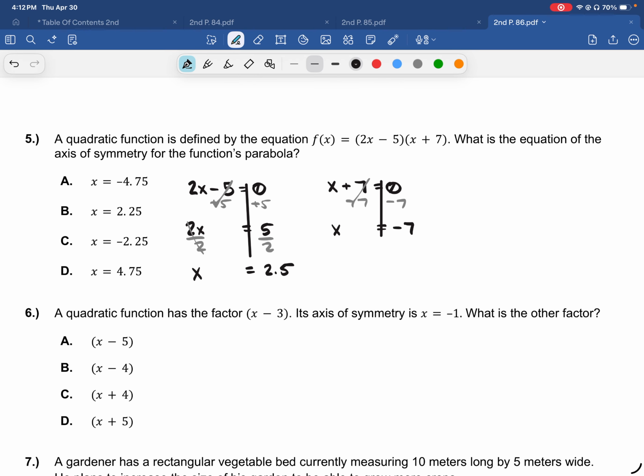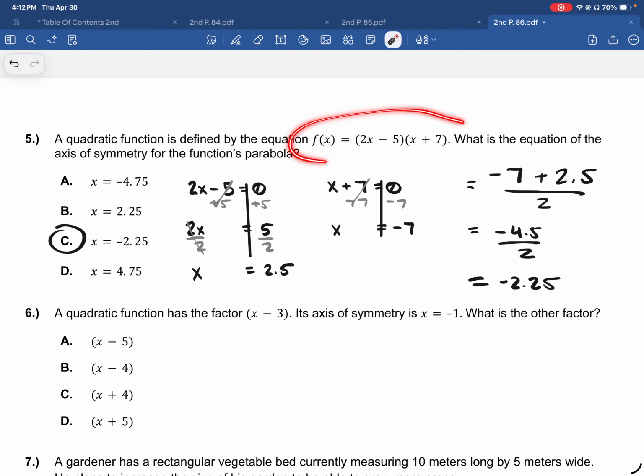because to find the axis of symmetry, we need to average these two numbers. Negative 7 and 2.5 added together, divide by 2. Well, negative 7 plus 2.5 is negative 4.5. Divided by 2 is negative 2.25. The correct answer there is C.